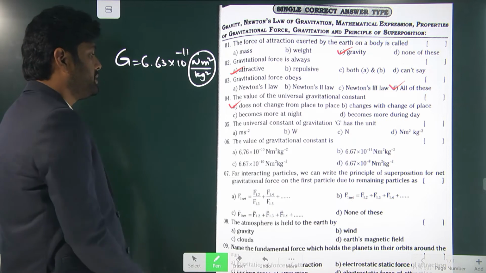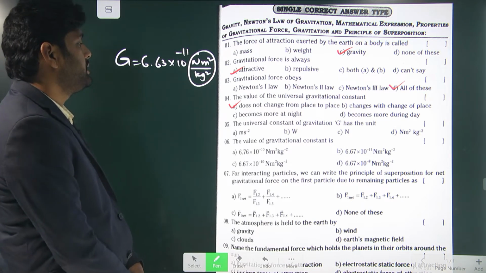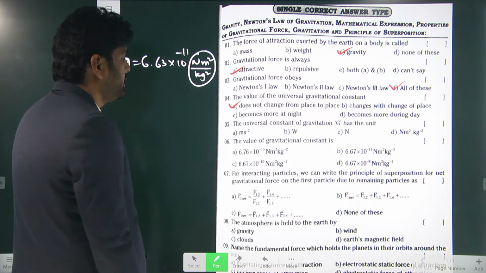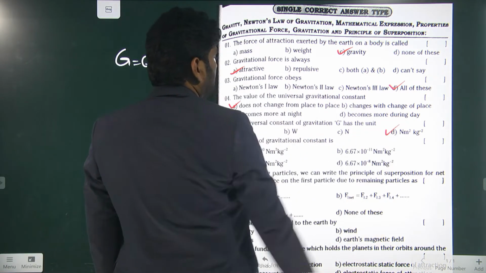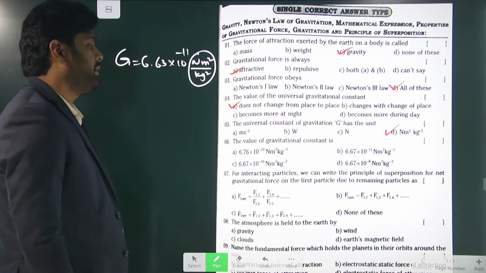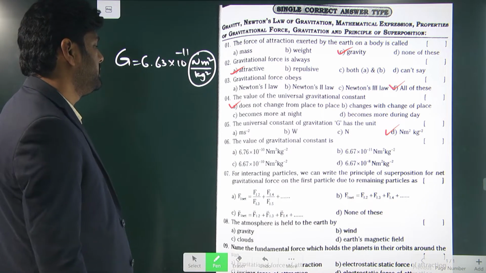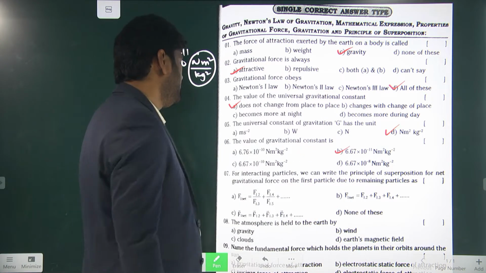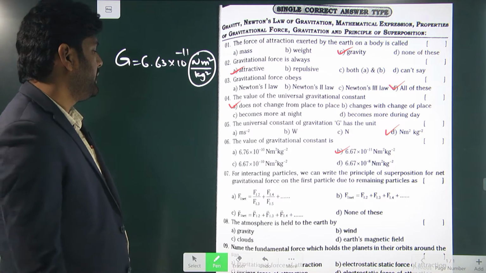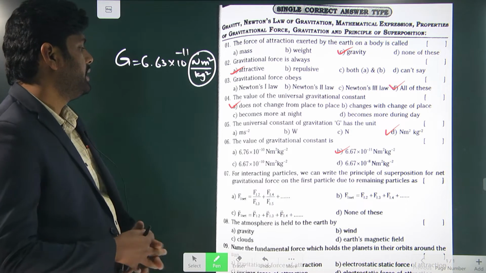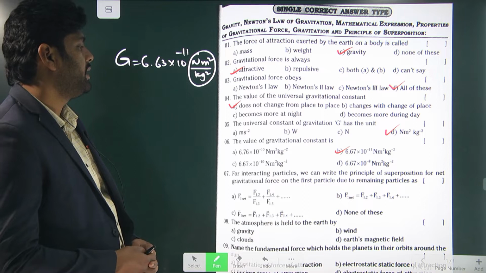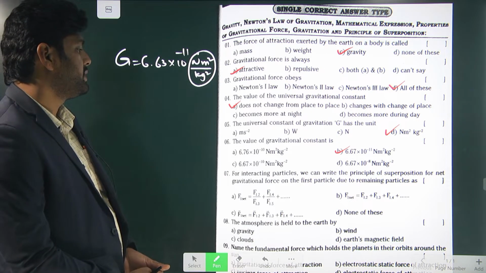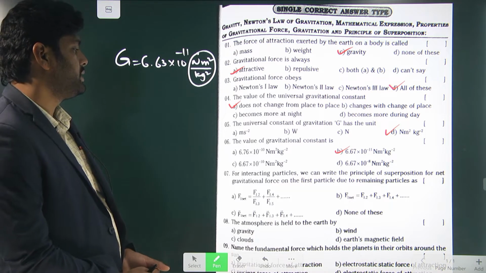One more question. The universal constant of gravitation G has the dash units. What are the units? Option D. The value of the gravitational constant, option B is the correct answer. Next, force on interacting particles. We can write the principle of superposition for the net gravitational force on the first particle due to the remaining particles.